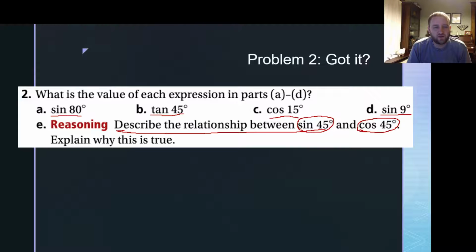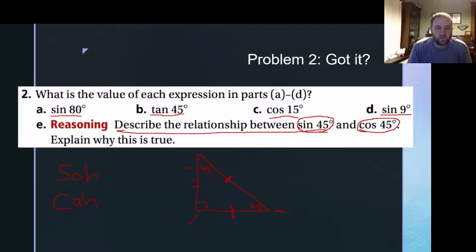Okay, well, let's think about this with the right triangle. Remember, our right triangle, this is a right angle. The sine of 45 degrees, remember, sine is SOH, opposite over hypotenuse. So opposite over hypotenuse right here. The cosine of 45 degrees is adjacent over hypotenuse. Now think about this. What's this angle right here going to be? If this is 90, this is 45, that means that this is also 45.